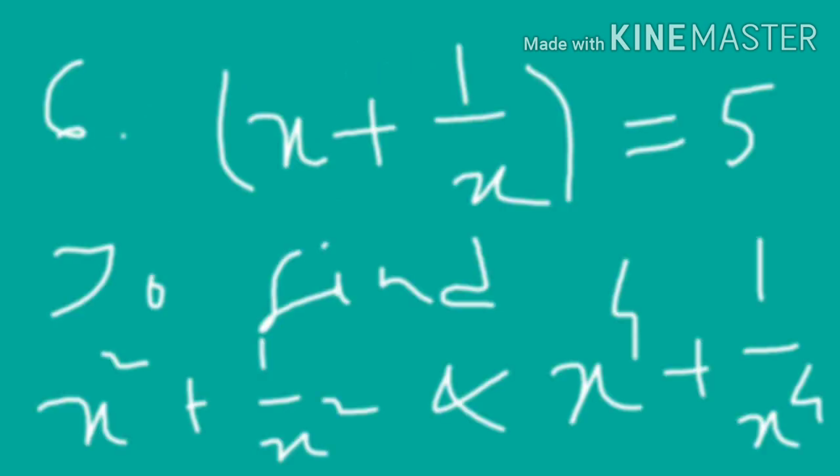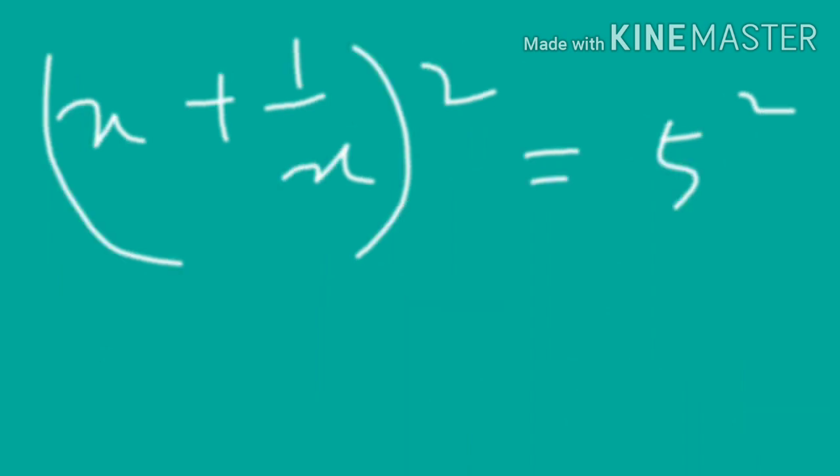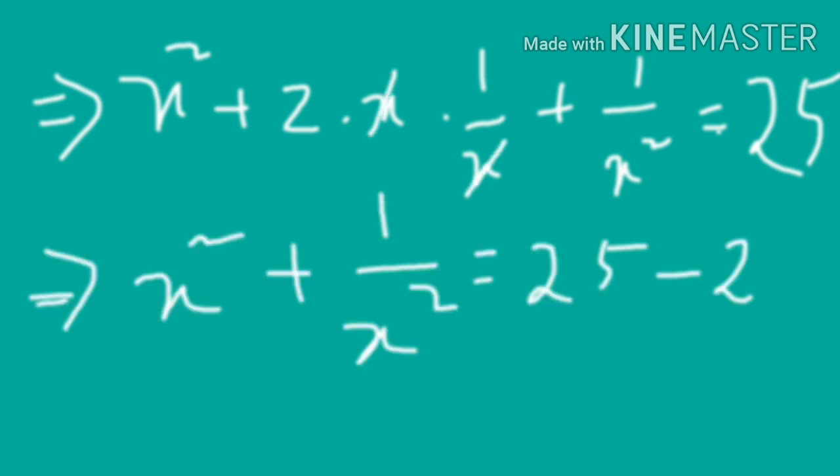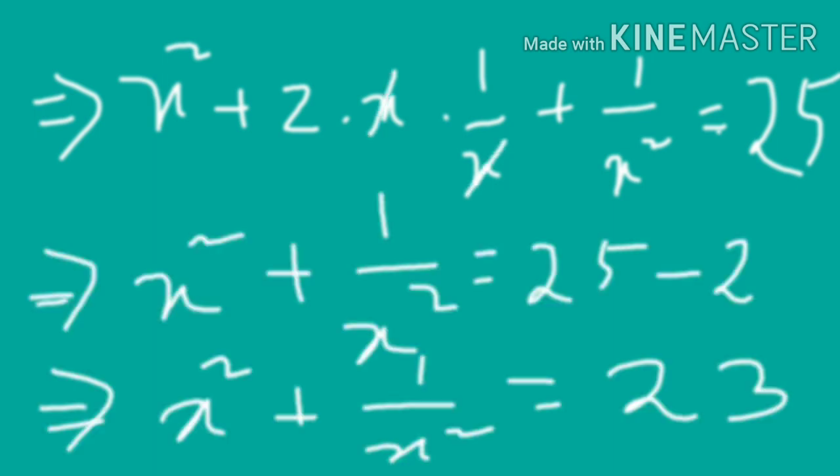Question number 6: given x plus 1 by x is equal to 5, and we have to find x square plus 1 by x square and x to the power 4 plus 1 by x to the power 4. So two questions are given. First we will find x square plus 1 by x square. For that, x plus 1 by x, both sides we will do whole square. After doing the whole square, in the formula it is x square plus 2 dot x dot 1 by x plus 1 by x square is equal to 25. The x cancels, the 2 we can transfer to that side, then x square plus 1 by x square we have got 23. That means the (a plus b) whole square formula is used here.